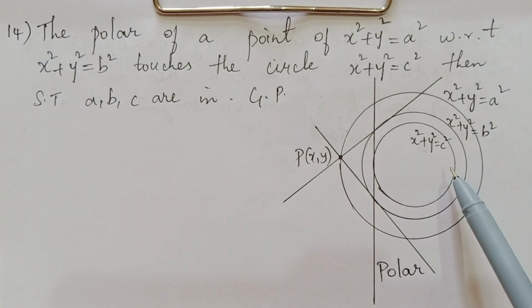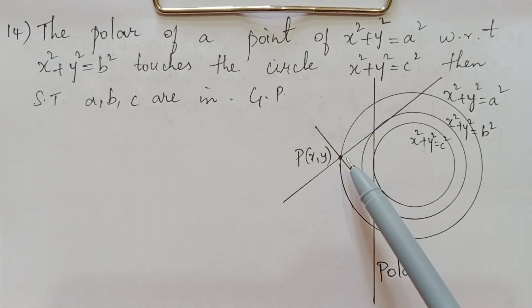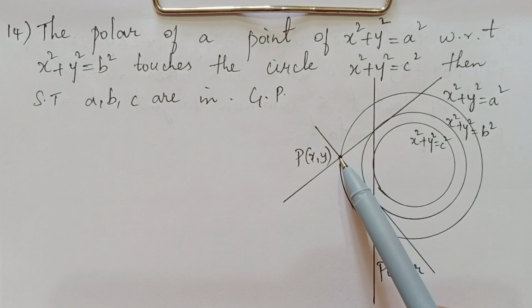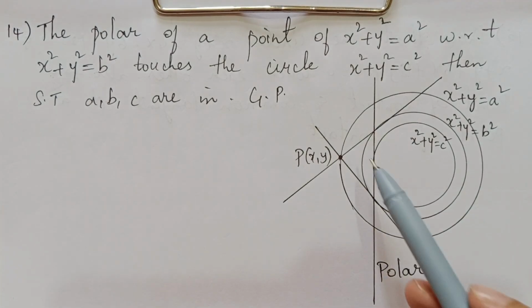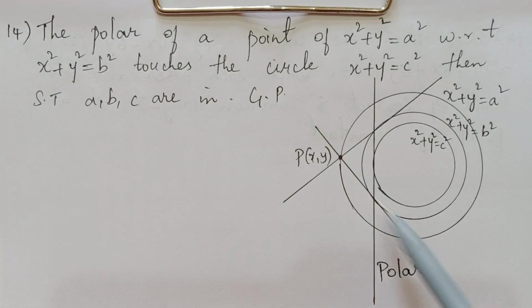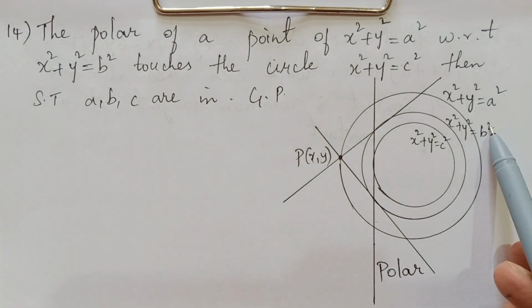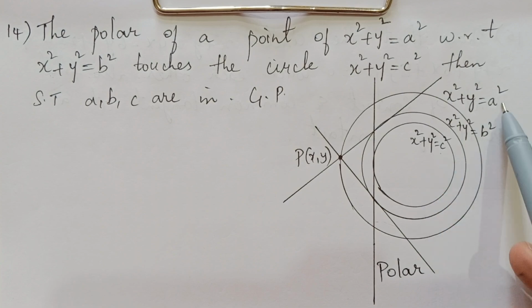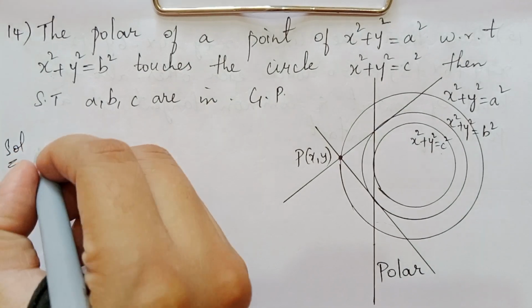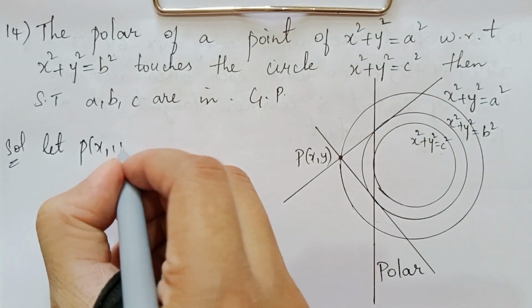So here there are three circles, right? And there is a point, which is any point inside or outside of any circle, or on the circle, called the pole. And a line associated with this point is called the polar. So this line is called the polar here. So we have to prove that a, b and c, the radii of these three circles, are in GP.